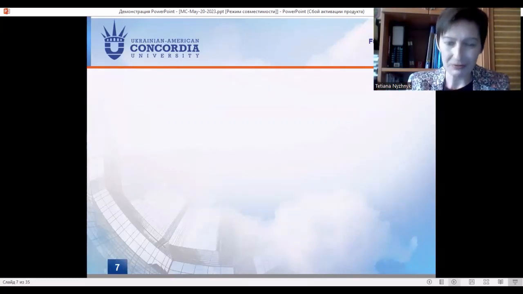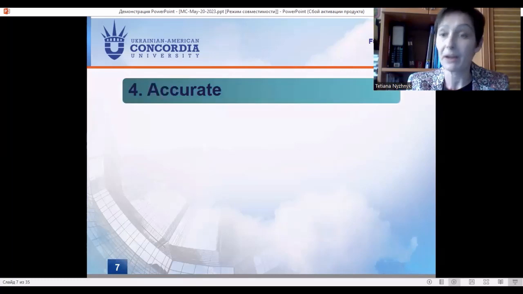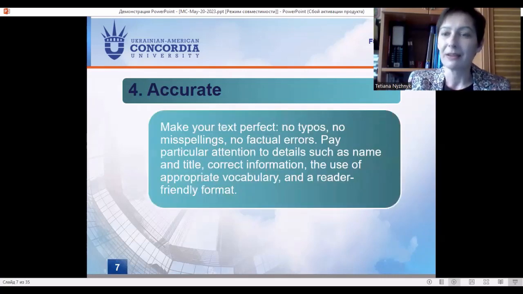Now, the fourth fundamental principle will be accuracy. Accurate does not mean neat. Well, of course, it's always nice when what you've created is pleasant to look at. But here, accurate means correct. And correctness or accuracy works on several levels here.